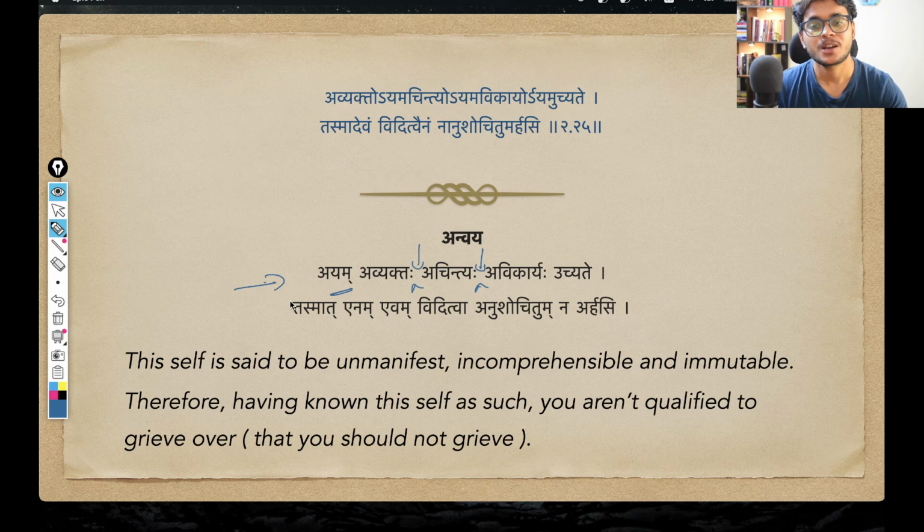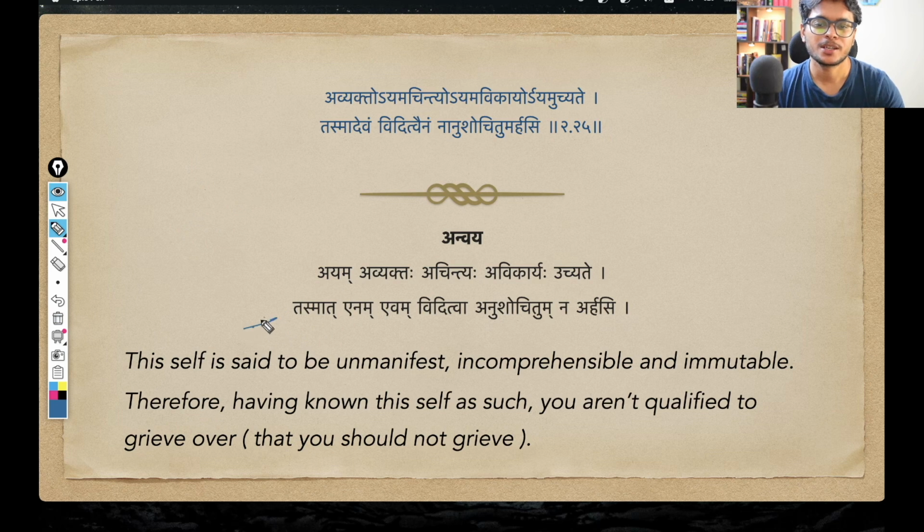Okay, so anyways, the translation says that I am uchyate, that the self is said to be what? So avyaktaha, unmanifest, achintya, incomprehensible, and avikaryaha, immutable. Okay, so with this first line, Krishna again reiterates the true nature of the self, and then he continues and says that tasmat, this tasmat again is an indeclinable, and this simply means therefore.